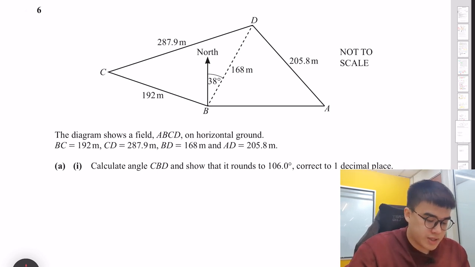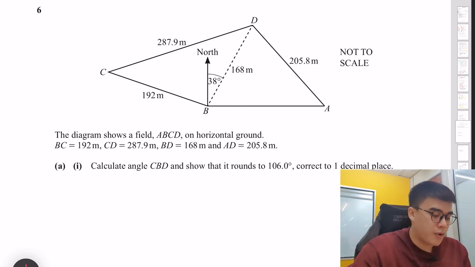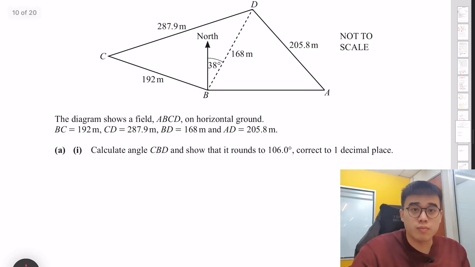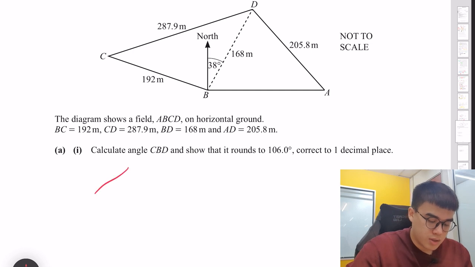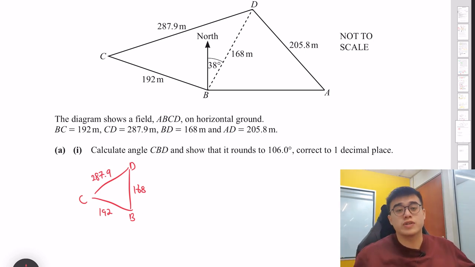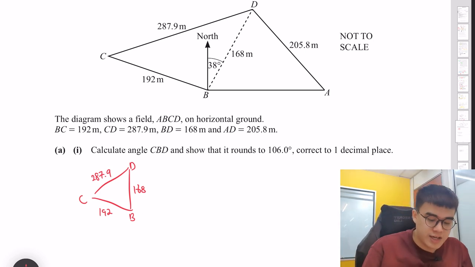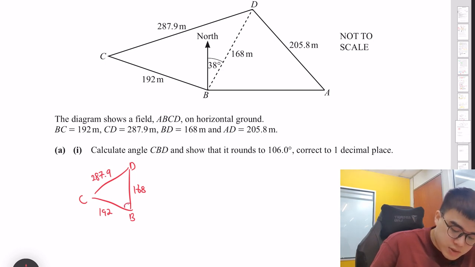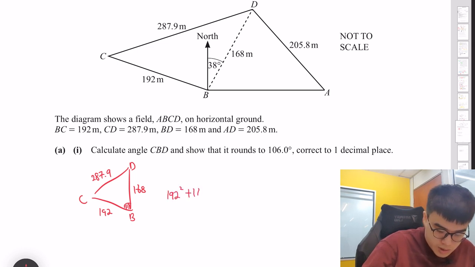Moving on to question 6, what we have here was a bearing question. There are a few things they wanted us to do, which is to identify angle CBD and show that it rounds to 106. With all the points that we have here, we can use the cosine rule to make this calculation possible. This is a habit of mine where I prefer to always transfer out the information first, then I focus on what I want to calculate. So it's actually 192 squared plus 168 squared.